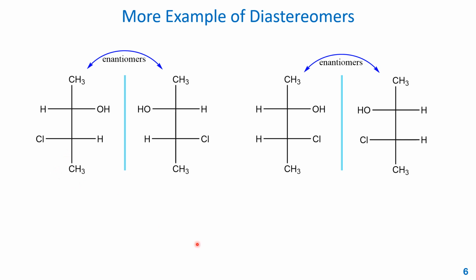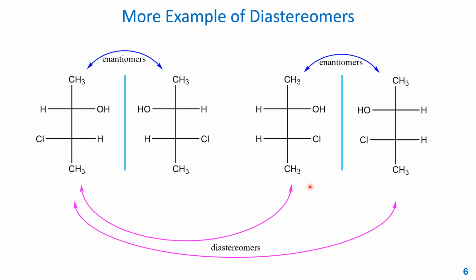Now what about this one with this one? That's diastereomers. Same thing. These two are diastereomers. And these two are diastereomers, and these two are also diastereomers. Okay.